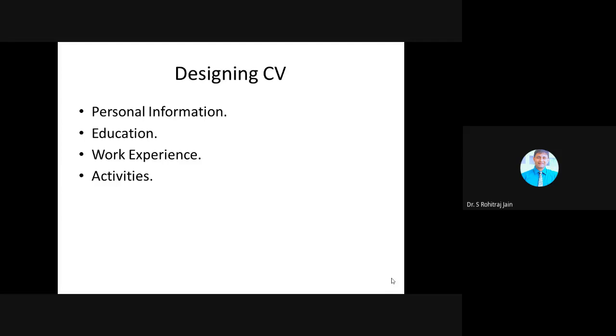Then education. See, this is again one more important thing. Always give the true information, because suppose once you are selected, the verification happens, right? So once the verification happens, even if there is a slight mistake in your percentage or in your marks, the company can reject you. So the best thing is to always be truthful, be genuine, give genuine information, right?